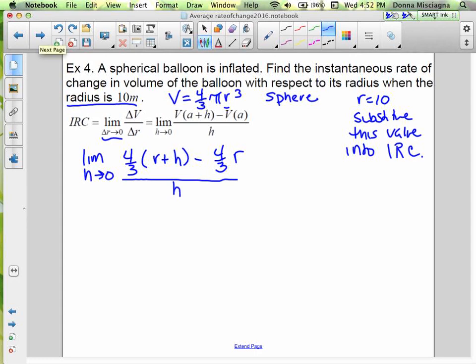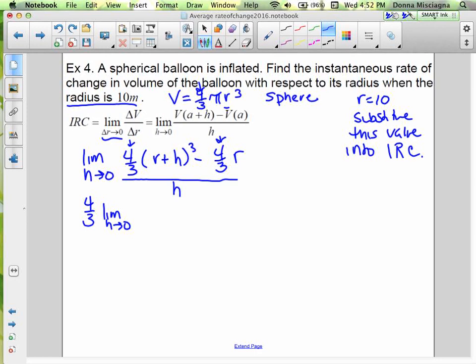Now, if you'd like to make this a little easier on yourself, if you notice here, 4/3 pi is technically a scalar. Notice that both of those are being multiplied by it, right? It's part of the equation. So the limit of a scalar times a function is the same value as the scalar times the limit of the function. In other words, I can take that scalar out right from the beginning and just multiply by it at the end. Right? So the limit as h goes to 0.